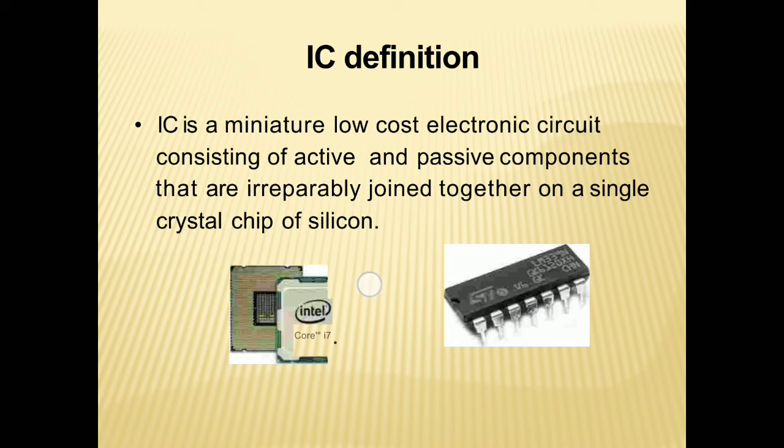So, the correct definition of IC: an IC is a miniature and low cost electronic circuit consisting of active and passive components that are irreparably joined together on a single crystal silicon. All the circuit components, both active and passive, and their interconnections are manufactured on top of a single silicon chip.